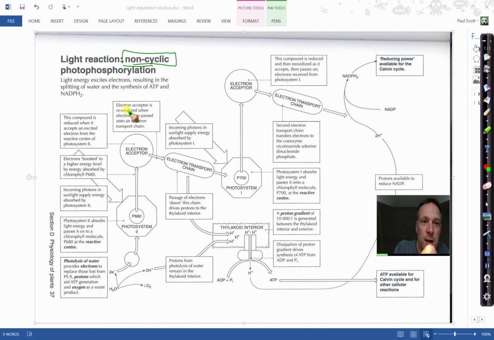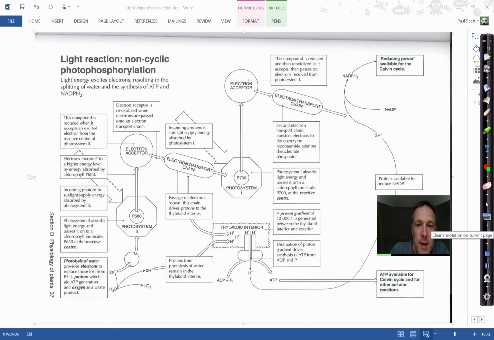Yes, non-cyclic photophosphorylation, the light reaction. Two main things here. The take-home message is it's producing ATP, but it's also splitting water. Okay, so we've got photolysis, splitting of water. So they're the two important things with non-cyclic photophosphorylation.